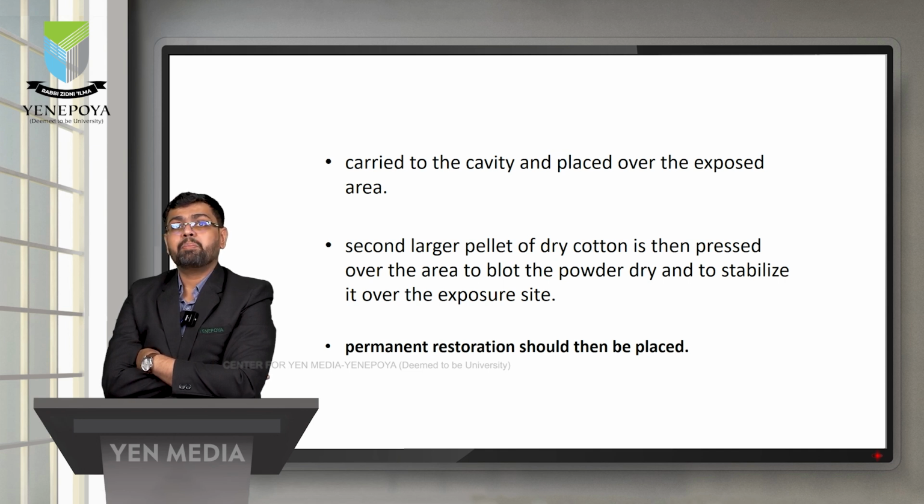A second, larger pellet of dry cotton is now pressed over the area to blot the powder dry and to stabilize it over the exposure site. This will help in arresting the bleeding completely. Once the bleeding is arrested, we place the usual calcium hydroxide paste on the exposure site, followed by a permanent restoration.